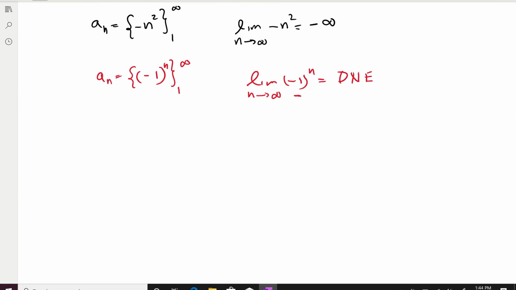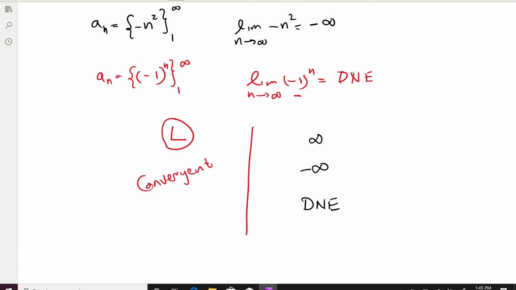So in a nutshell, when you want to decide whether a sequence is convergent or not, just take the limit. You can run into two scenarios when you take the limit. First scenario is your limit is a real number. Let's call it L, any real number. Then your sequence is convergent, if the limit exists as a real number. Now if your limit is infinity or negative infinity, or if the limit does not exist, then unfortunately your sequence is divergent. So if you want to decide whether a sequence is convergent or divergent, take the limit of the sequence when n goes to infinity.